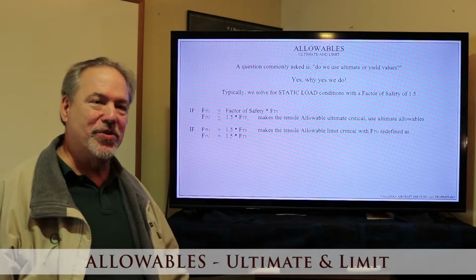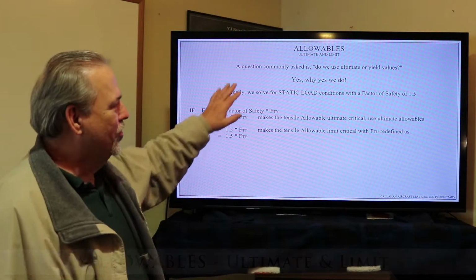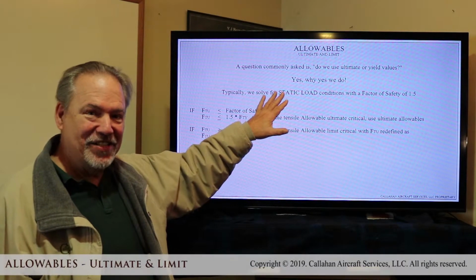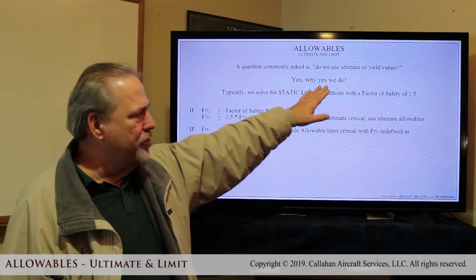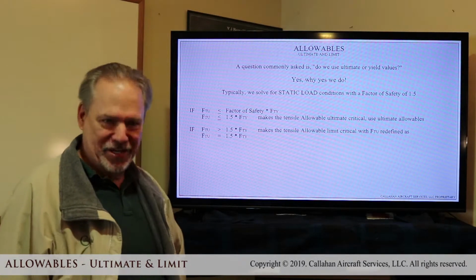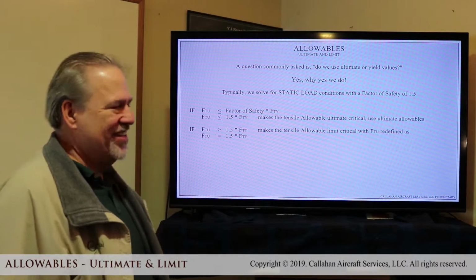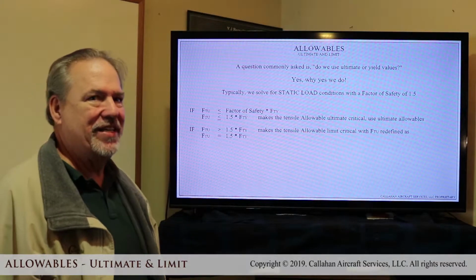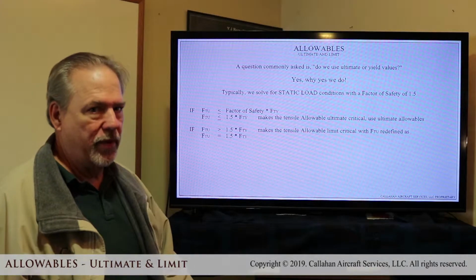Today we're going to continue with allowables. So the question that's usually asked right away: do we use ultimate or yield values? And the answer is yes, we do. And this is why it's hard to answer the question. It takes more than just a yes or a no.